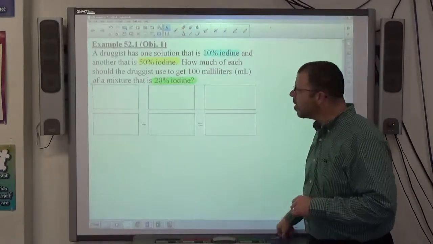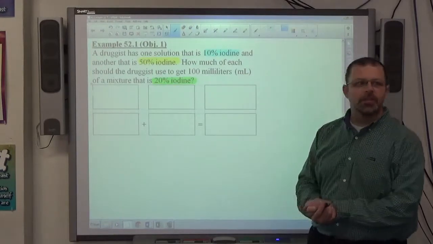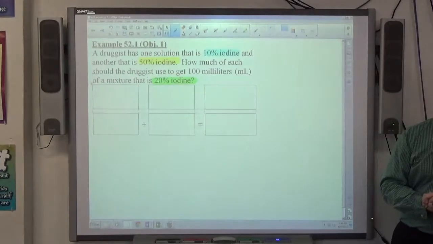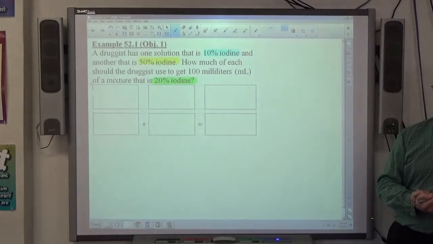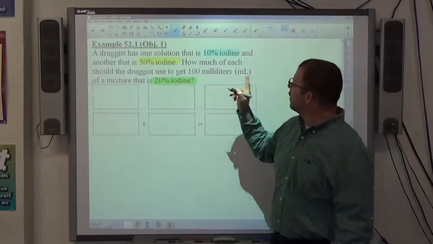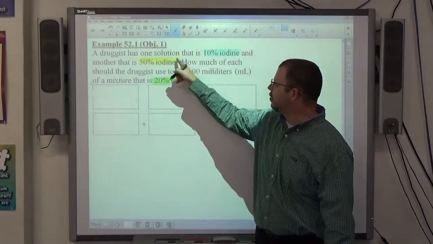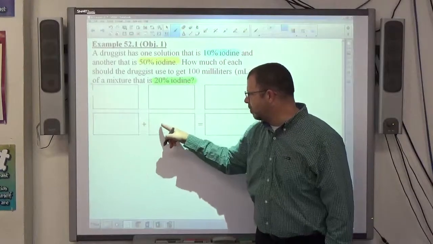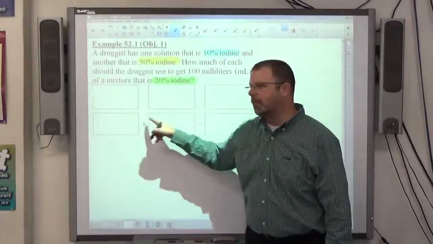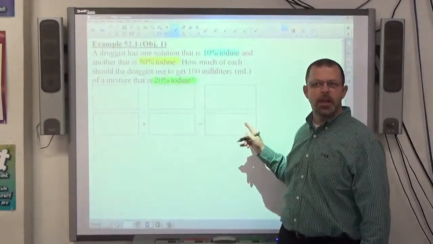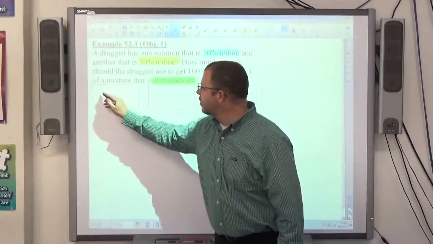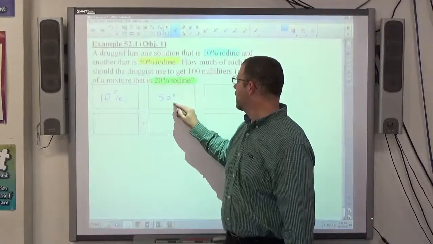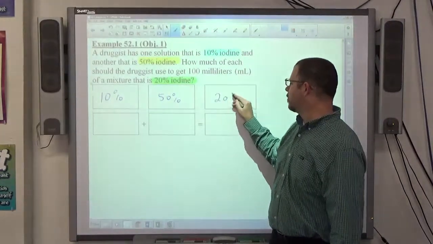So first thing I want to focus on is the percents, and they have to deal with the same substance. And we're going to be mixing two to make a third. So what we're going to try and do here is mixing the weak and the strong to get something in between. So what I've got here is something plus something equals something. The things that are being mixed go on this side. The thing that we're making goes on this side. And the percents go on top. So 10% is being mixed with 50%. And our overall goal is to get a 20%.